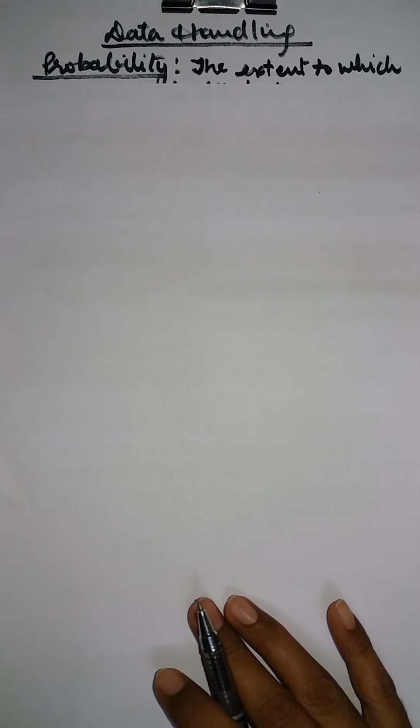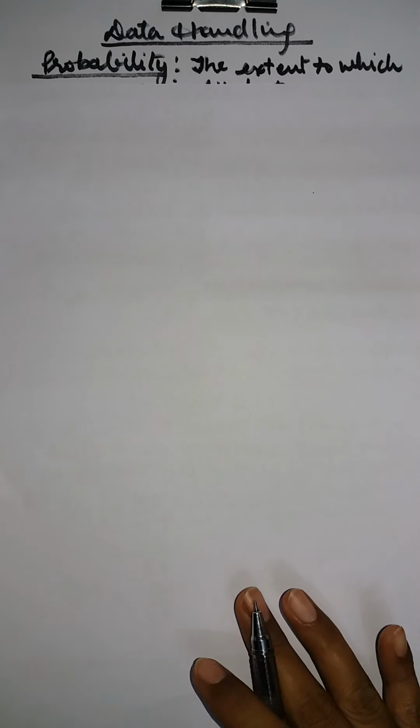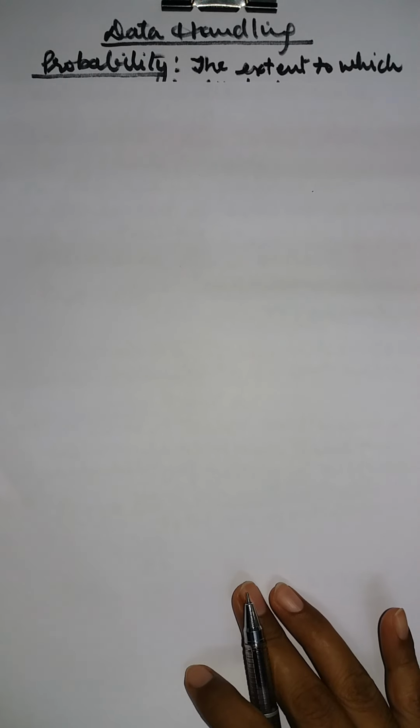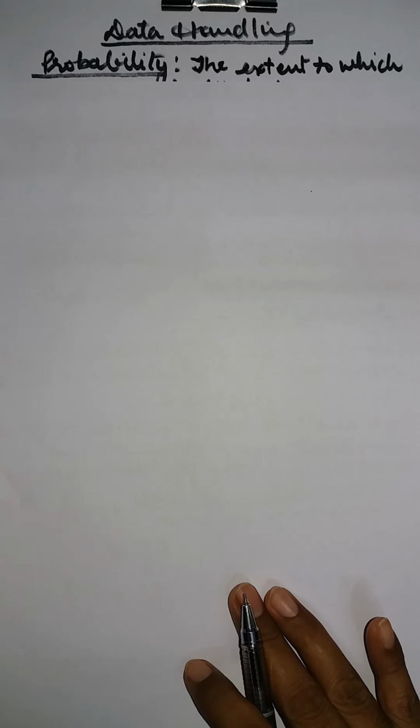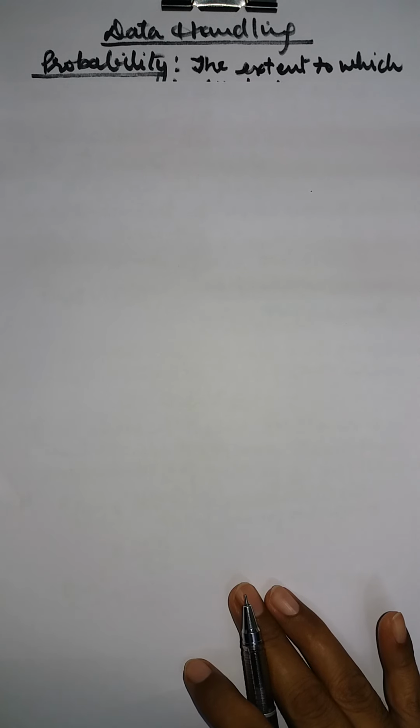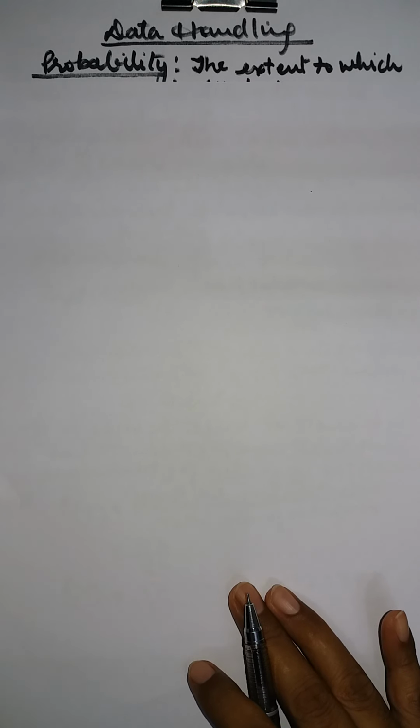Now the next topic is probability. We often talk of the chances of an event happening or not happening. This is called the probability of happening or non-happening of an event. For example, if I say if today is Friday, then it will be Saturday tomorrow. This is 100% sure because today is Friday. Or if I say if I throw a coin, then I will get a head.